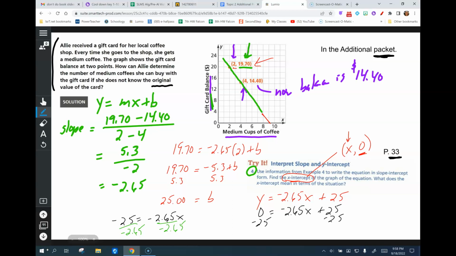Okay, now I got a weird decimal, so let's see. Hold on. Did you get that x was equal to 9.43396? Okay, so what does that mean? Look at your x, that's the number of cups of coffee. So she can get 9.43396 cups of coffee. Can she get a fraction of a cup of coffee? No. She could get a small, but that's not a medium. We're looking at medium. So what that means is that she can only get 9 cups of coffee with her gift card. After 9 cups, she would have to then spend some of her own money. Okay, so 9 cups. Good.